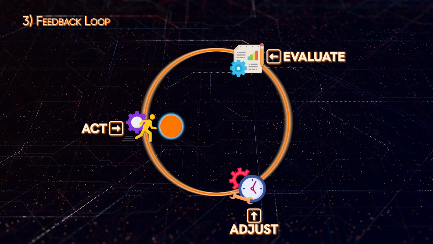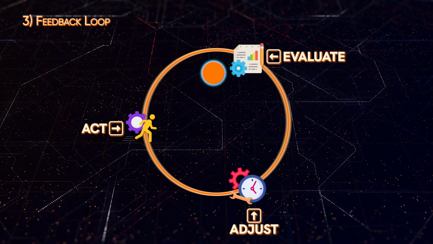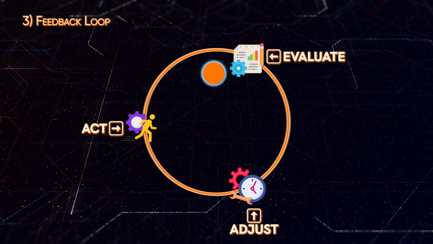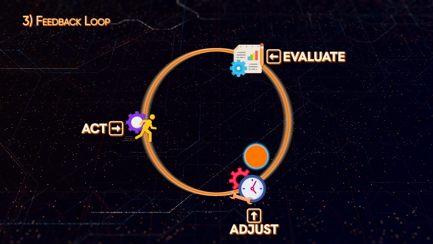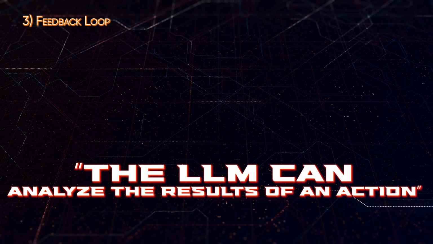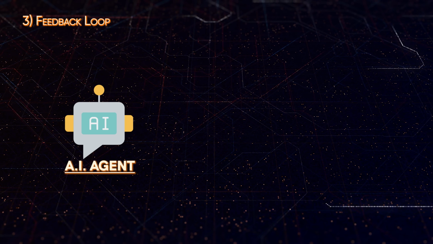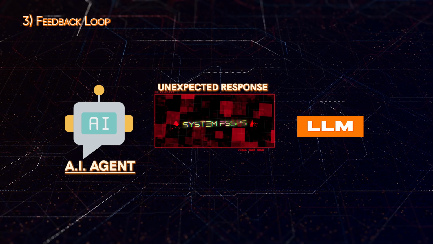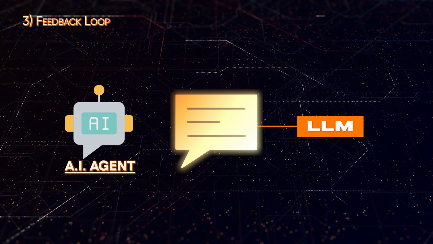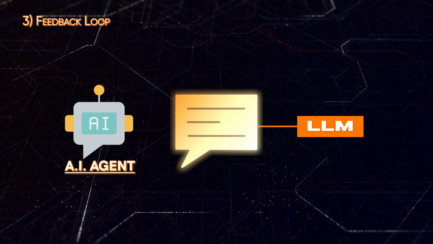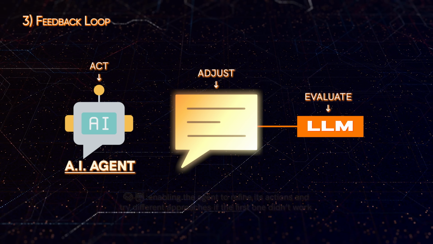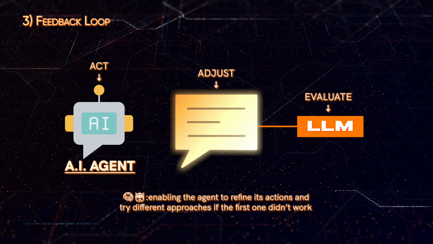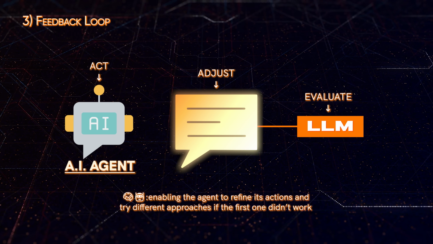Now, the third step is the feedback loop. After executing an action, the agent evaluates whether the action brought it closer to the goal. If not, it adjusts its approach dynamically. Now, the LLM can analyze the results of an action. For example, if the agent sends an email but gets an unexpected response, then the LLM will interpret that reply and suggest the next best course of action. This creates a loop of act, evaluate, and adjust, enabling the agent to refine its actions and try different approaches if the first one didn't work.